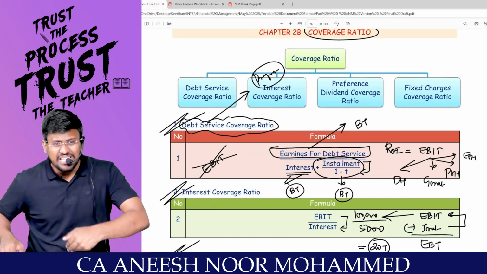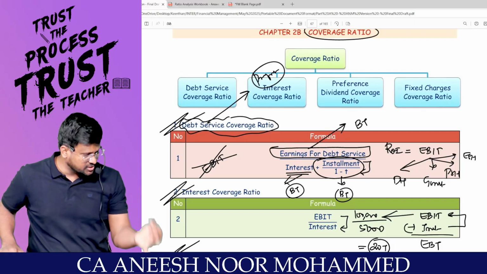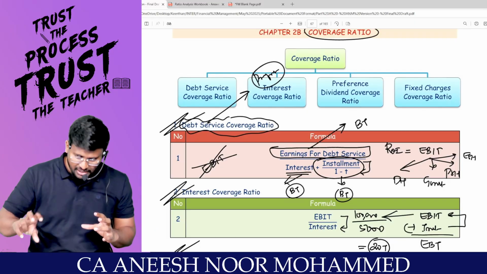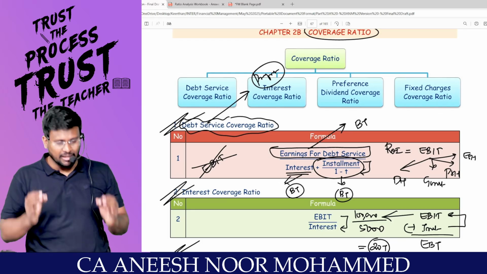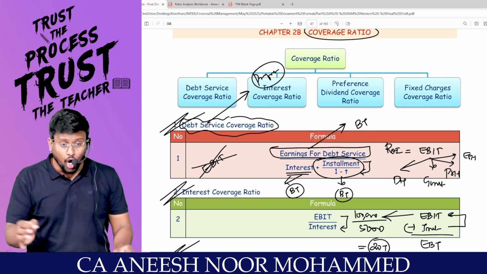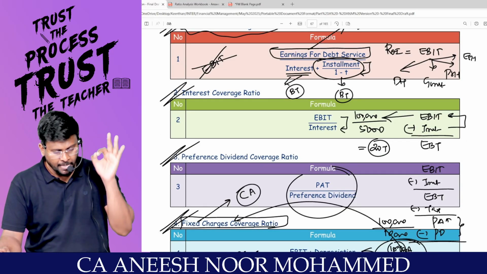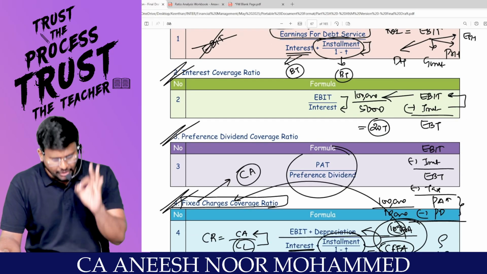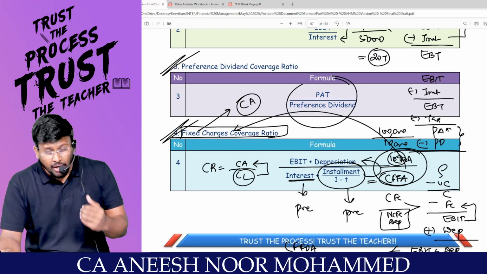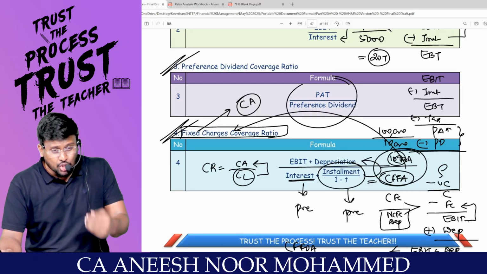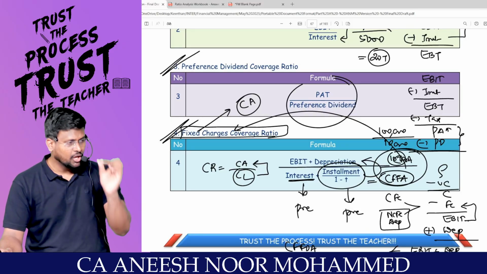Sir, I am going to serve the debt. In order to serve the debt, I have to pay the interest and the principal. In order to pay interest and installment, how much earnings available to debt holders are there is the debt service coverage ratio. In order to pay the interest, how much EBIT is there with me is the interest coverage ratio. In order to pay the preference dividend, how much PAT I am having is the preference dividend coverage ratio. In order to pay the interest and installment in cash, how much cash available with me is the fixed charges coverage ratio.